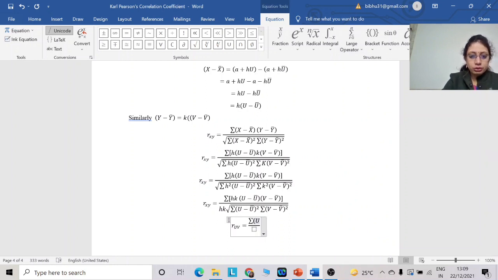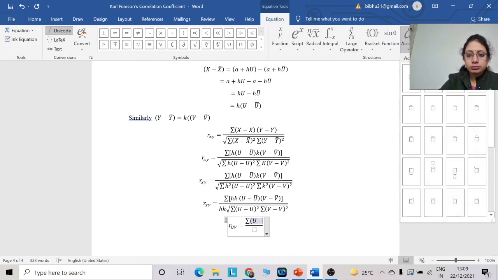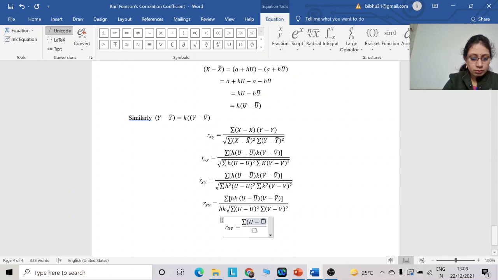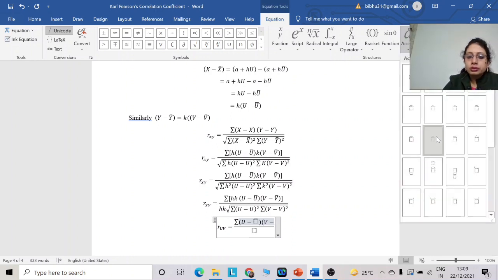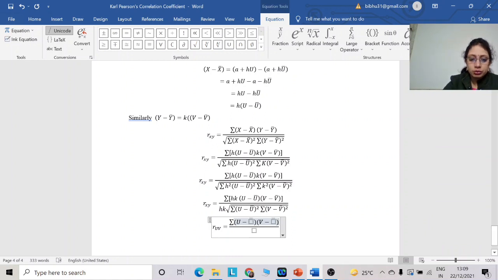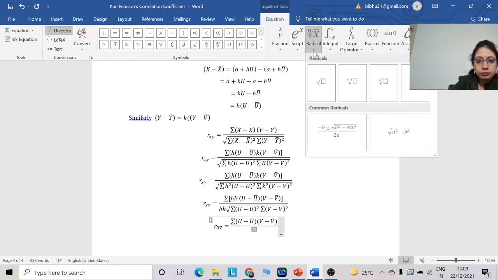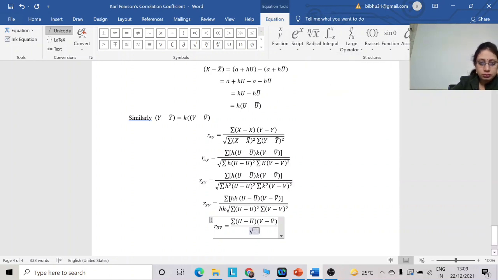summation of u minus u bar into v minus v bar, divided by root of summation of u minus u bar whole square and summation of v minus v bar whole square.